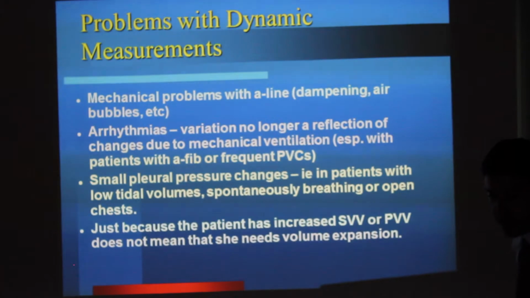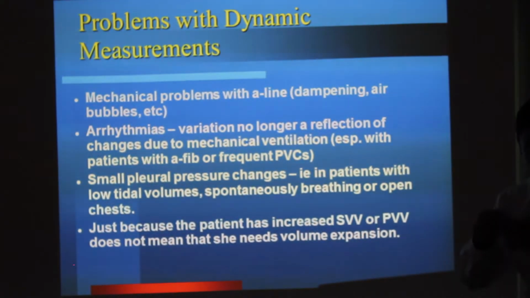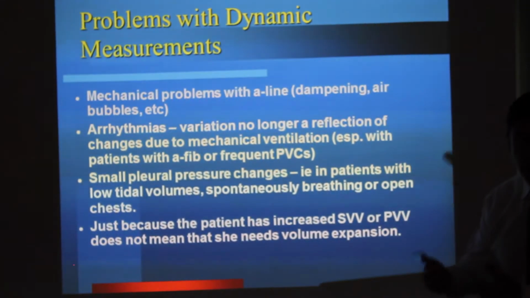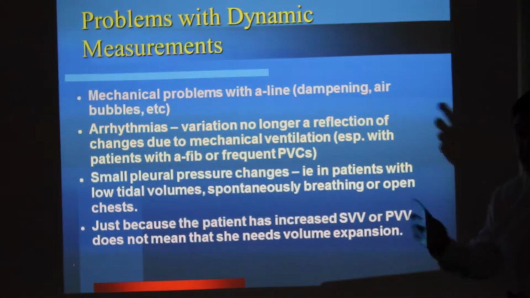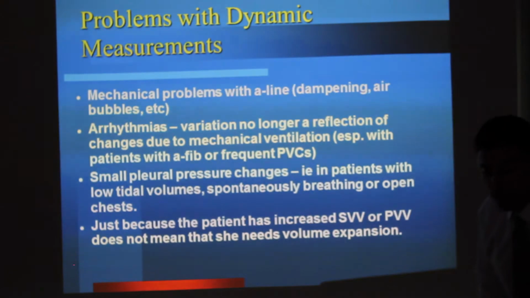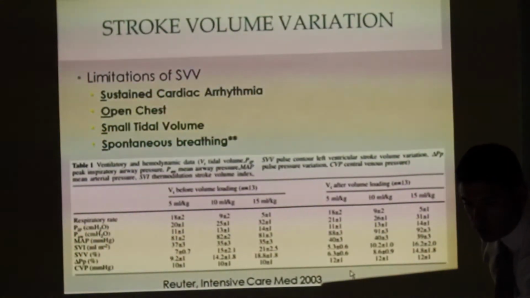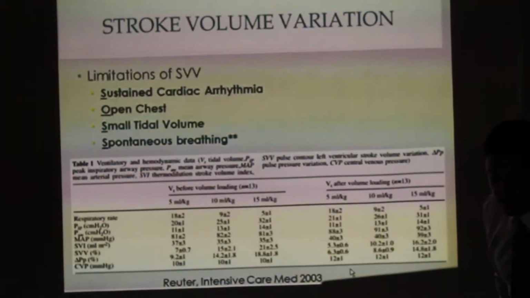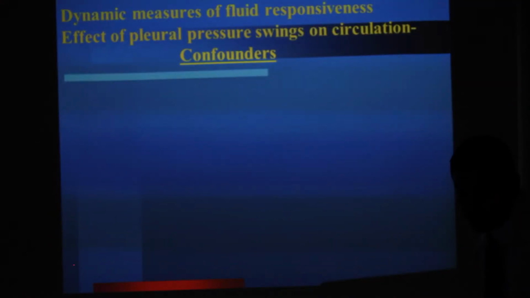The problem with dynamic measurements is that most of the time you need an art line. However, I showed you the FloTrac can do a finger one. But if the patient is sick on pressors, you need an art line. Arrhythmias, AFib is still an issue. PACs, PVCs, I showed you the SV algorithm. So limitations: sustained cardiac arrhythmia, open chest, small tidal volume, you need to have 8 cc per kg, spontaneously breathing patient, erratic breathing, it's not going to work.